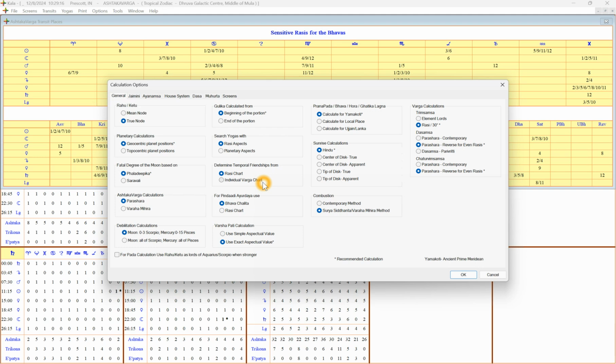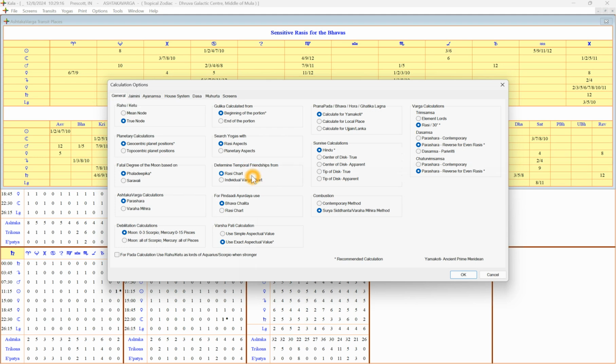So when he said at the time, that got me thinking, and I calculated the temporary friendships just for the Rashi chart. I actually found it to work much better. So it's been 15 years or more, much more than that. About 20 years now, I've been using the temporal friendships in the Rashi chart only and transferring those friendships down to the Varga charts, okay?